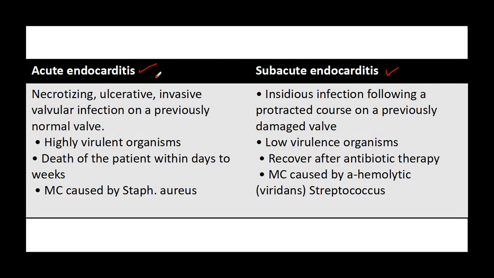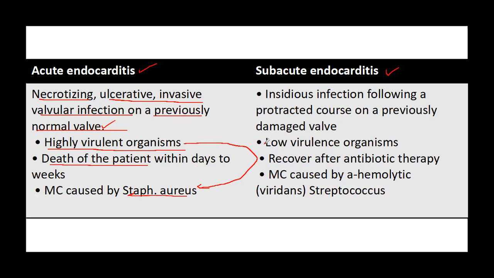Now, let's look at acute endocarditis. It is a necrotizing, ulcerative, invasive valvular infection on a previously normal valve. So you need to note that it is a normal valve in acute endocarditis. And a highly virulent organism is implicated. In this case, it is Staphylococcus aureus, okay? Staph aureus. The severity of the clinical course is that it has a very poor prognosis, with death of the patient within days to weeks.